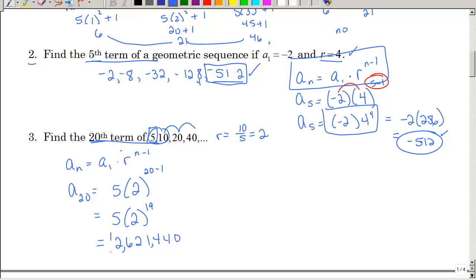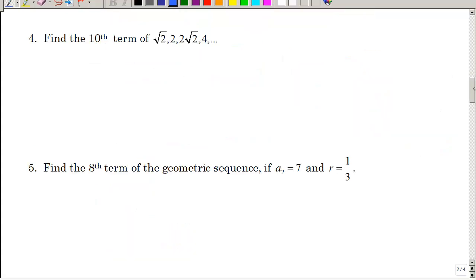So again, you could list it out like on number 2, but let's see if we can use that formula like we did on number 3. What if I want the 10th term? Ooh, we now have some square roots. Well, this is just like number 3. So we know the first term is the square root of 2, but I need to know what I multiplied by. So again, take any two terms and divide them. That's R.